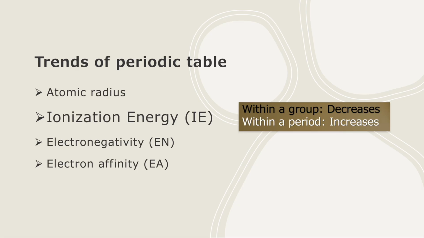Now let's go a little more into detail. So ionization energy, or IE, sometimes people write it this way, is the energy required to remove an electron from an atom in its gaseous phase. When an electron is removed, the atom becomes a positively charged ion, okay?